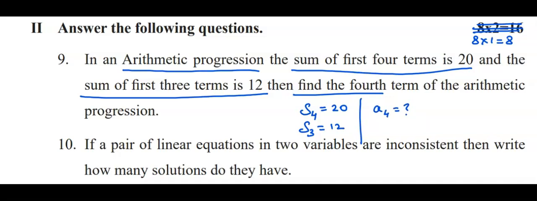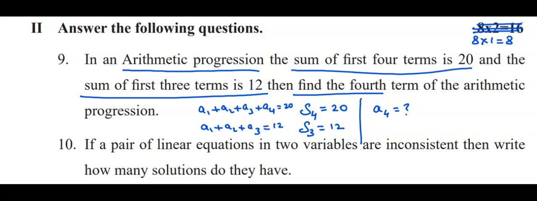Okay. Did you understand the question? Sum of first 4 terms means A1 plus A2 plus A3 plus A4 is equals to 20. This in short we can write as S4. Sum of 3 terms means what? A1 plus A2 plus A3. Are you getting? A1 plus A2 plus A3. In short I am writing this as S3. Now this is equals to 12. Now what is the question? Find A4. Find A4.